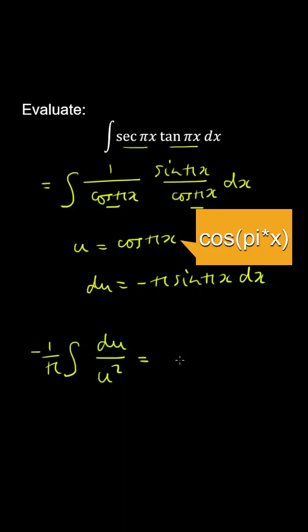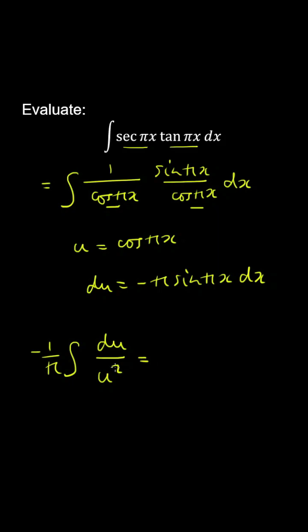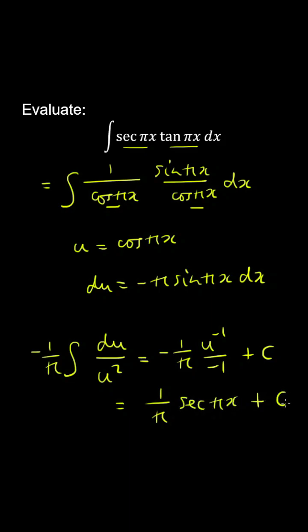And evaluating this integral, we have u to the minus 2, so we have minus 1 on pi by u to the minus 1, on minus 1 plus the constant of integration, and therefore we end up with 1 over pi by 1 on u, which is the same thing as sec pi x plus the constant of integration.